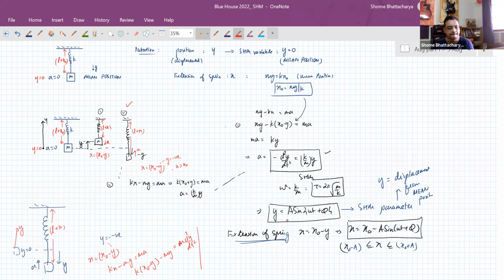Yeah, exactly. a is positive d2y by dt square because y axis is pointing upwards and a is also pointing upwards. So again, you get d2y by dt square is minus k by m.